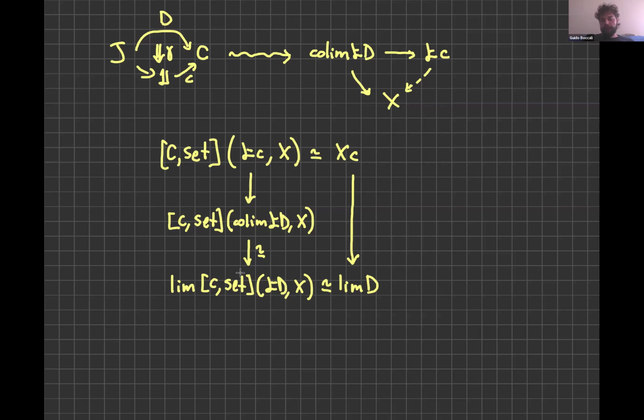So the idea is to declare that models are the orthogonal objects with respect to this class of maps.